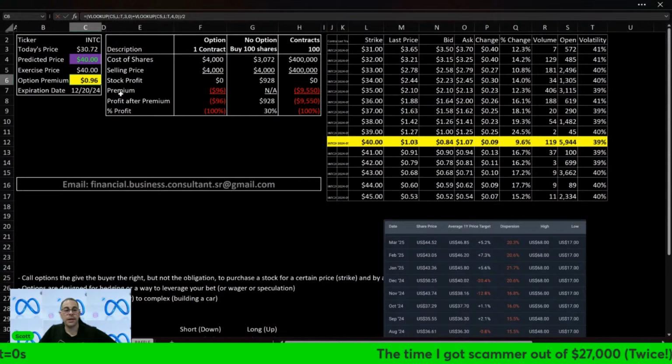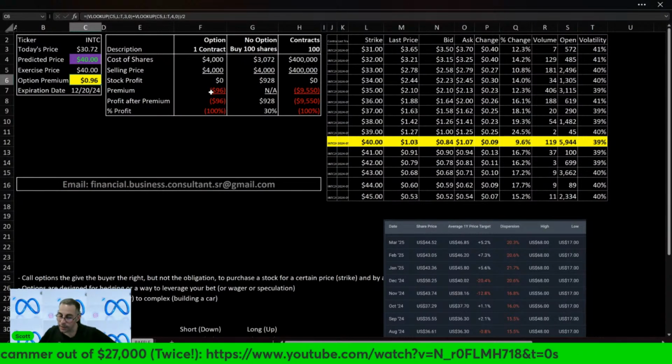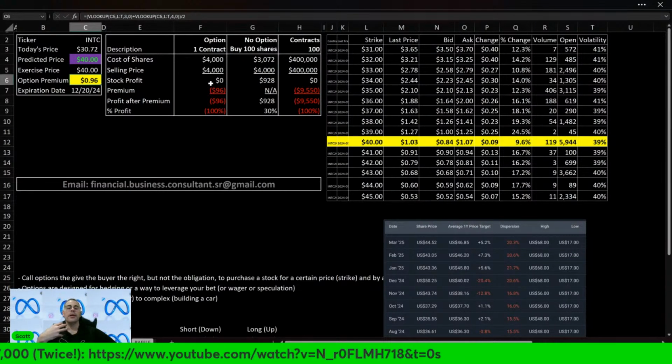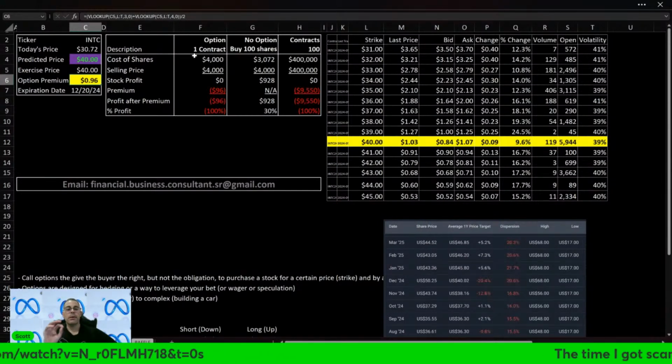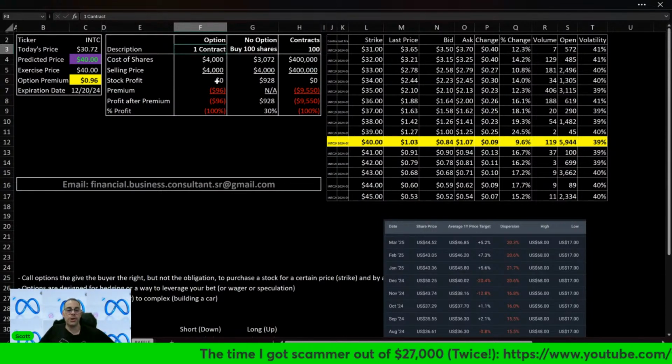Okay. So we're going to pay somebody 96 cents for the option to buy Intel for $40. Is that clear? But it's 96 cents for one share. And remember, an option contract is 100 shares. One option contract is equal to 100 shares.